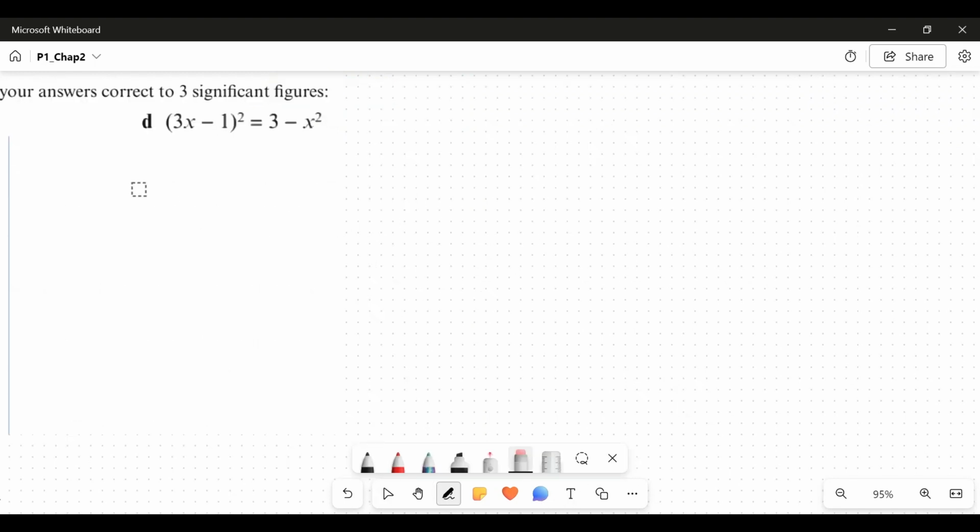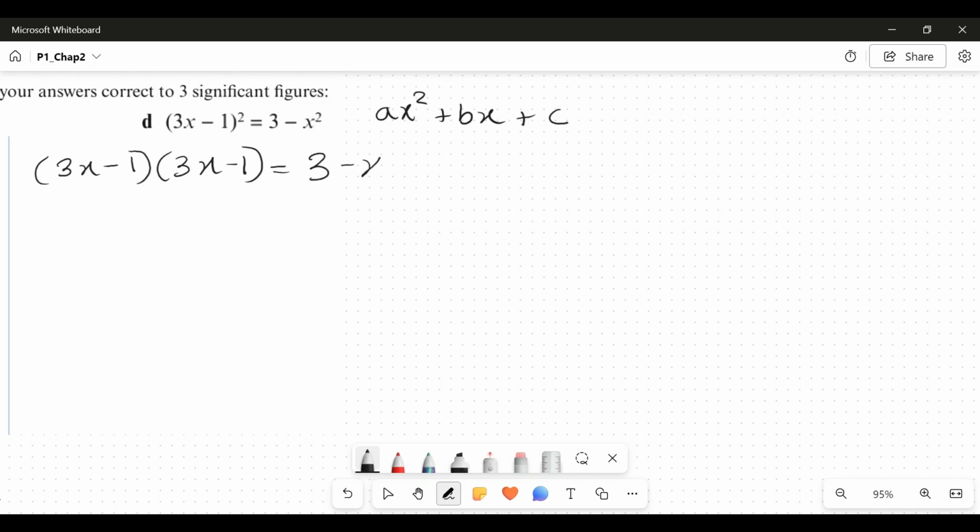A similar question here on the quadratic formula, but before we do that, we need to write this equation as ax squared plus bx plus c. So first of all, let's expand the bracket. To expand that bracket, we'll first write this thing as 3x minus 1 times 3x minus 1, because we know that this is a square, and we can write this as two brackets, and that equals 3 minus x squared.